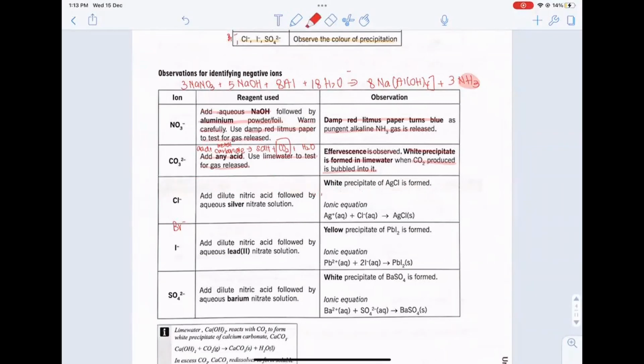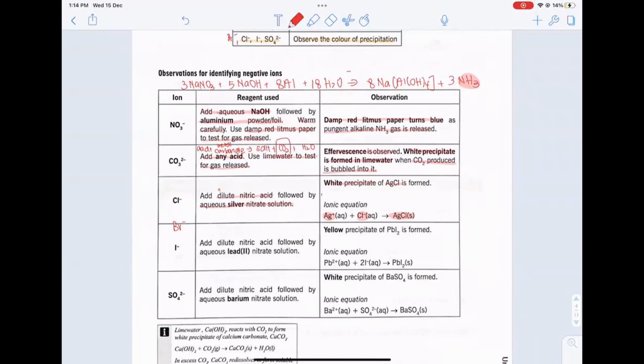Okay, so for the steps, you will have to add dilute nitric acid followed by aqueous silver nitrate solution. If chloride is present, you'll have a white precipitate of silver chloride, which is formed. So the Ag+ comes from the silver nitrate, Cl- comes from the chloride that is present. Together, they will combine to form silver chloride, which is a white precipitate.